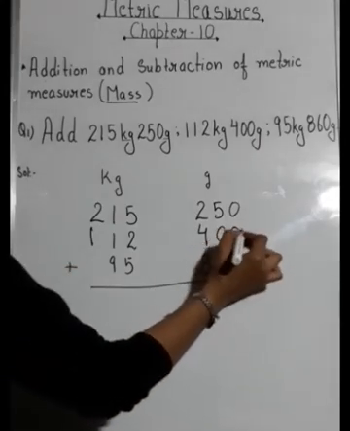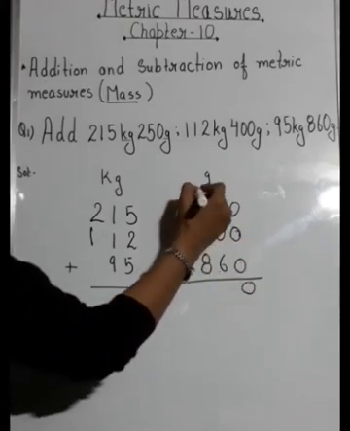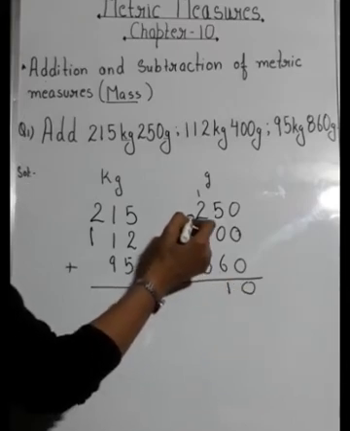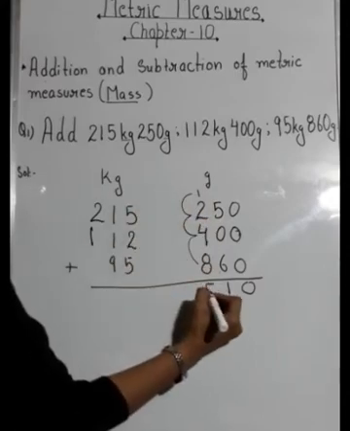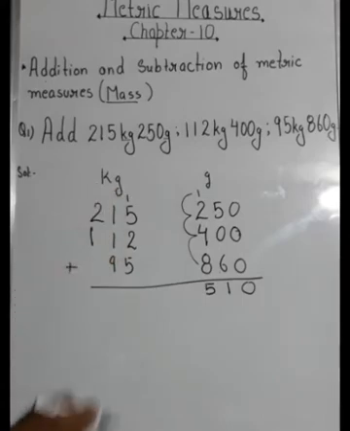So all zeros, so this will be 0. Now 6 plus 5 will be 11. Now 8 plus 4 will be 12. 12 plus 2 will be 14. 14 plus 1 will be 15. Okay, so 5 will be written over here and 1 goes as a carry over here.